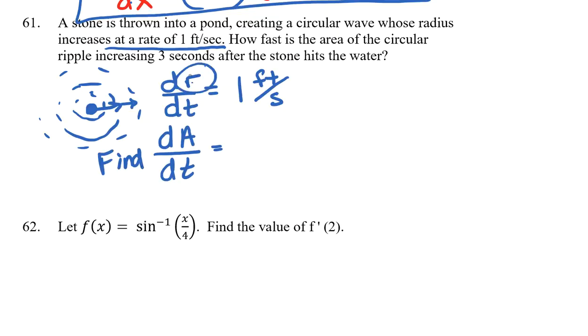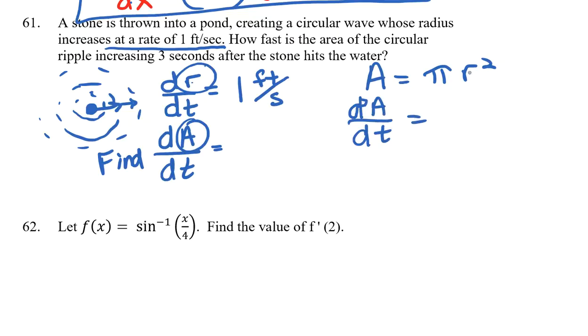So that's what we're looking for. So we need a formula that involves radius and area of a circle. And of course you guys know that is our static formula. So we differentiate with respect to time. Pi is a constant, so we'll just use power rule here. Don't forget the chain rule. Every variable we're differentiating with respect to time.